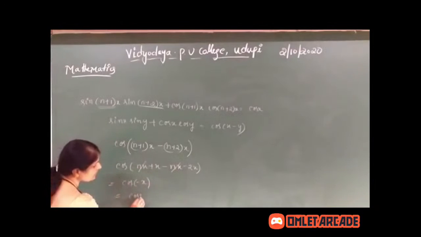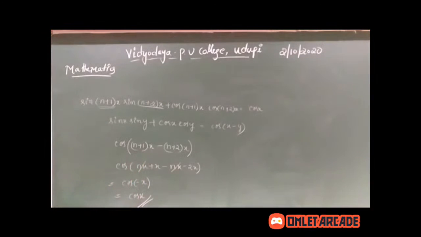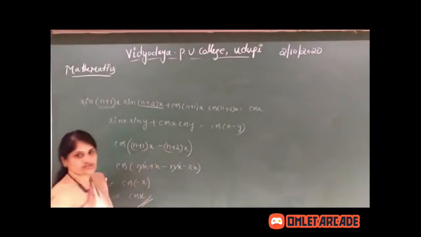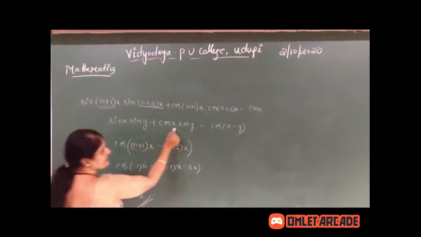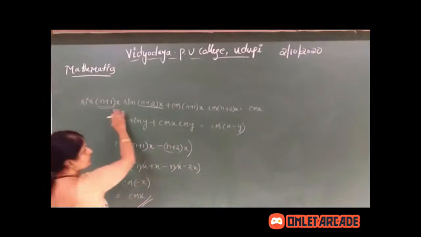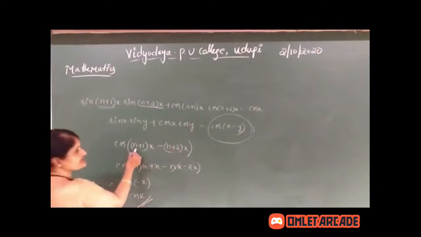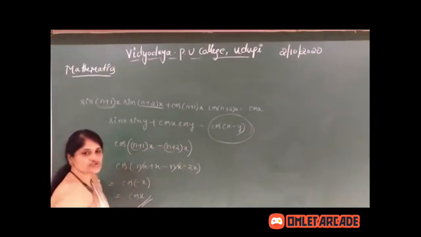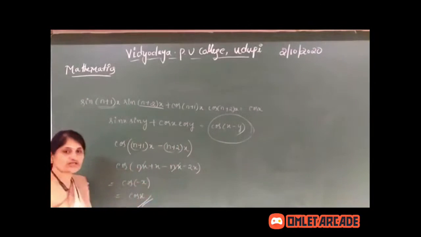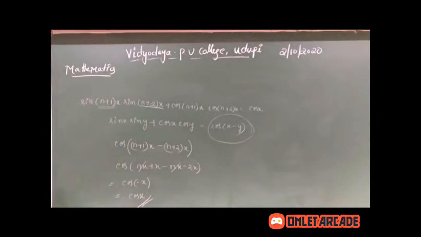Cos minus x is cos x. This is the right hand side. Why is it cos minus x? Minus x is in the clockwise direction and it comes in the fourth quadrant. There cos is positive. So it is cos x. Is that clear? Just take this as x and this as y. That's it. And compare it with the standard result. Since it is in the form of sin x sin y plus cos x cos y, we substitute all this in this formula, cos of x minus y, and x is here (n plus 1)x, y is (n plus 2) into x. Removing the bracket and simplifying, we get cos x.